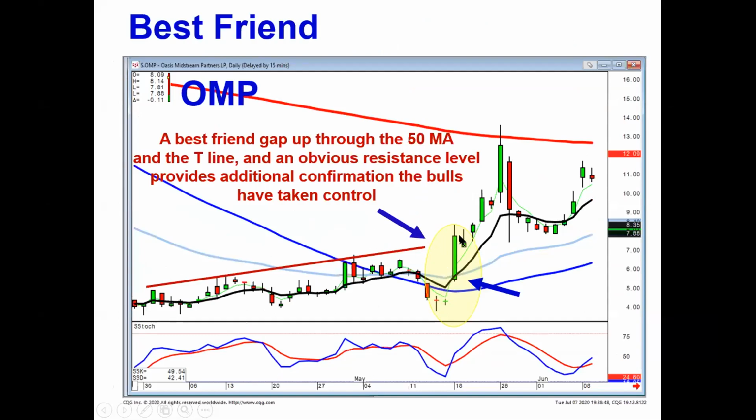Where do you think our next target's going to be? We'll watch to see what happens up here at the 200-day moving average.